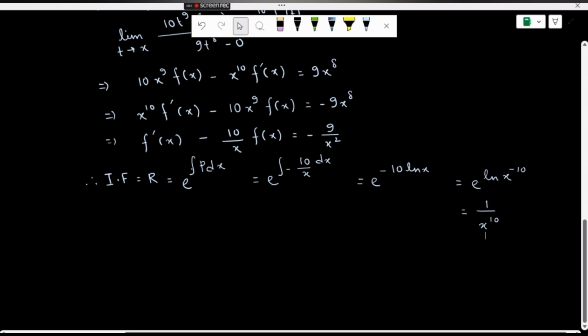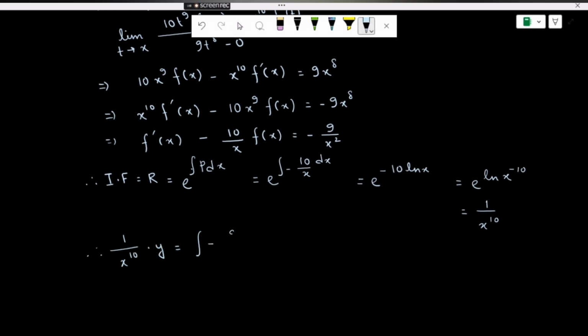So what will be the solution here? We will multiply y with the integrating factor and it will be equal to the integral of the integrating factor into q(x) dx. So (1/x^10) into y is equal to the integration of -9/x^2 into 1/x^10 dx.